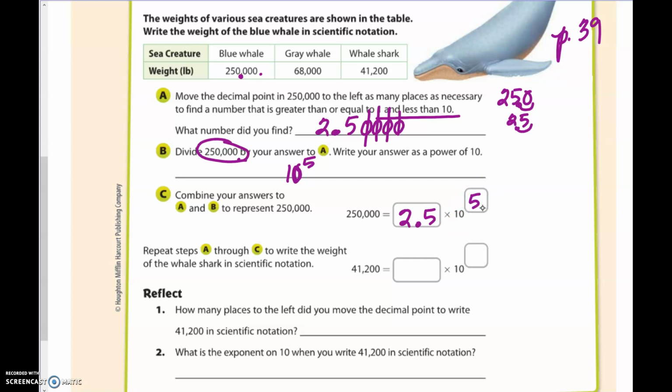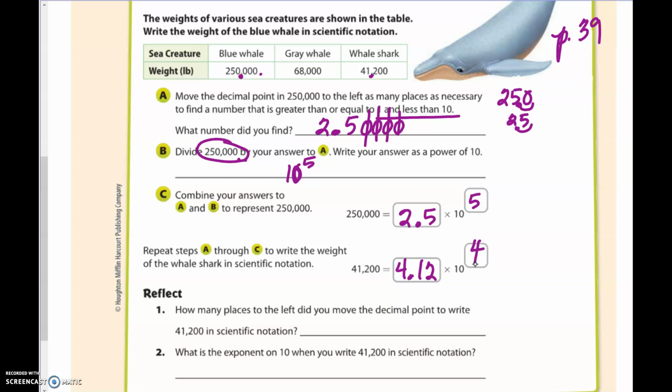All right, then they want us to repeat that, and they want us to do the whale shark. So go to the end one. Move the decimal over. If I stop right here where that comma is, it would be 41.2. That is not between 1 and 10, so I have to move it one more place, 4.12. And now if you divide that out, you're going to get something that goes to the 4th power.